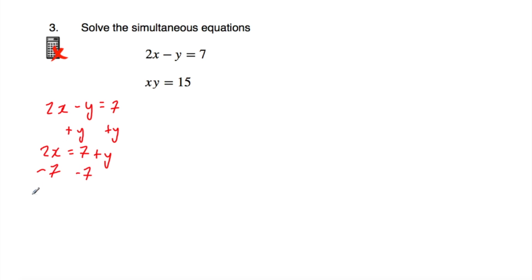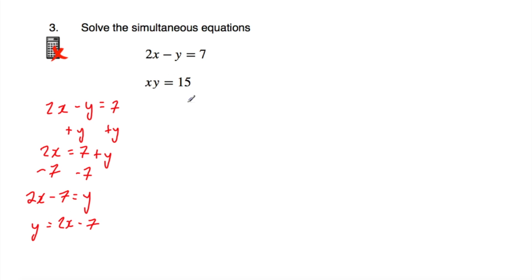2x take away 7 will be 2x subtract 7. And on the right hand side, we had 7. We're taking away 7, so that's now 0. And that really means we're just left with y. So we've found, we can turn this around, that y is equal to 2x minus 7. So we've now made y the subject of the linear.